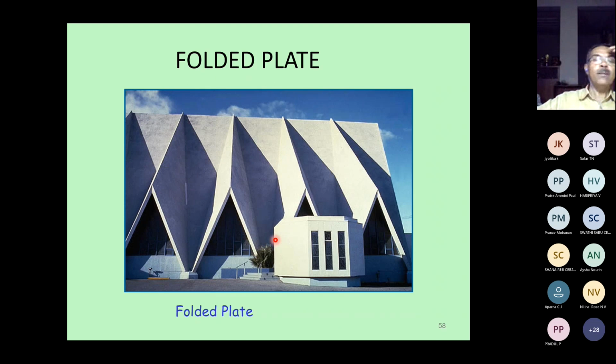Now this is a folded plate, another system wherein, just like a folded paper, the concrete or steel plate also can be folded to carry long span loads, a folded plate system.